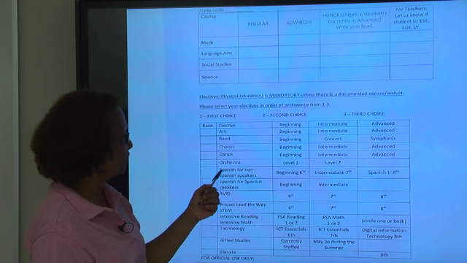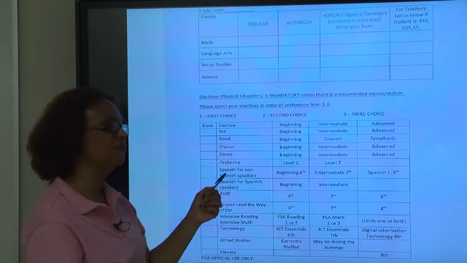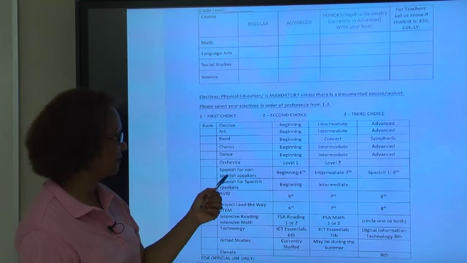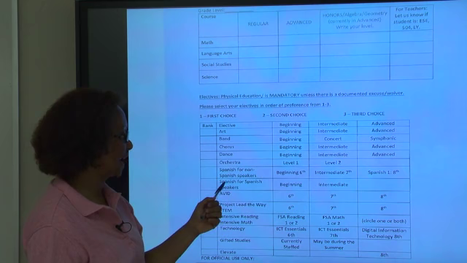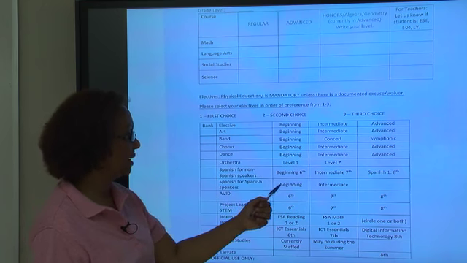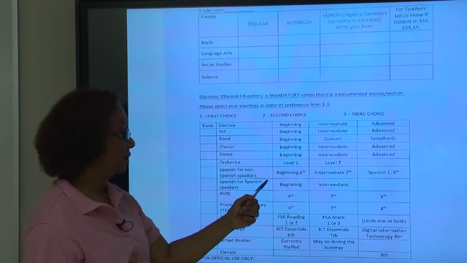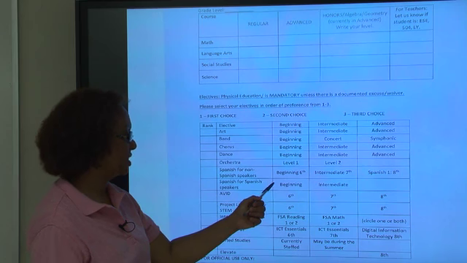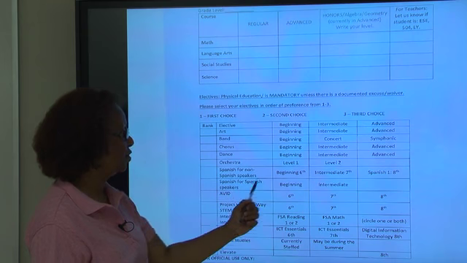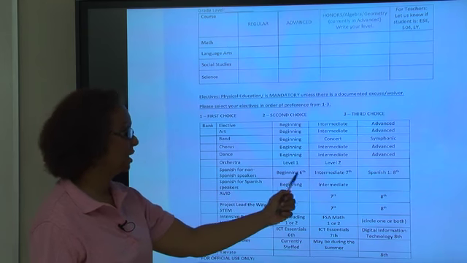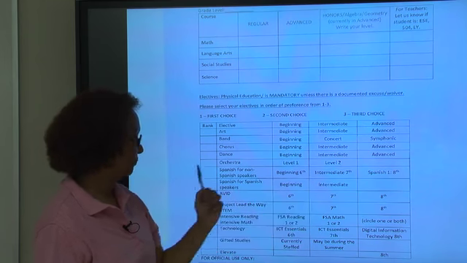I'm sorry, the first one is for non-Spanish speakers. That means if you never spoke Spanish in your life, that's what you're going to do. But if you do speak Spanish at home, then you will have beginning or intermediate. However, if you never have had Spanish for Spanish speakers, you will take beginning. You do not elect to take intermediate.